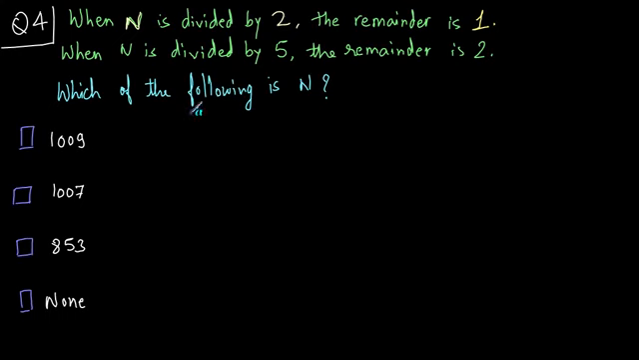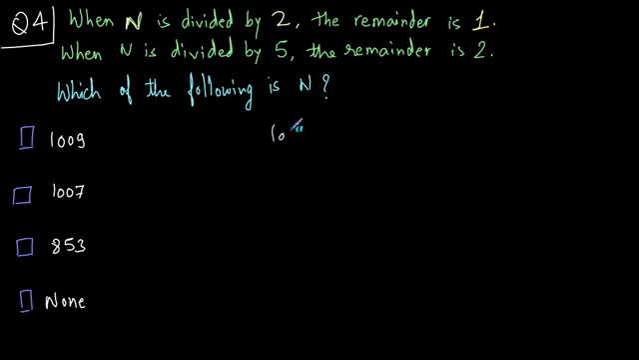Okay, on to the fourth question. Now you can solve this question using the division formula: dividend equals divisor into quotient plus remainder, but that would take time. So my suggestion would be to try all these options. You have to find the number n which is given in these options, which is one of these four options. If it is divided by 2, the remainder would come as 1, and if it is divided by 5, the remainder would come as 2. So let's divide each of the options given by 2 and 5, and the one whose remainders come as 1 and 2 respectively would be our answer.